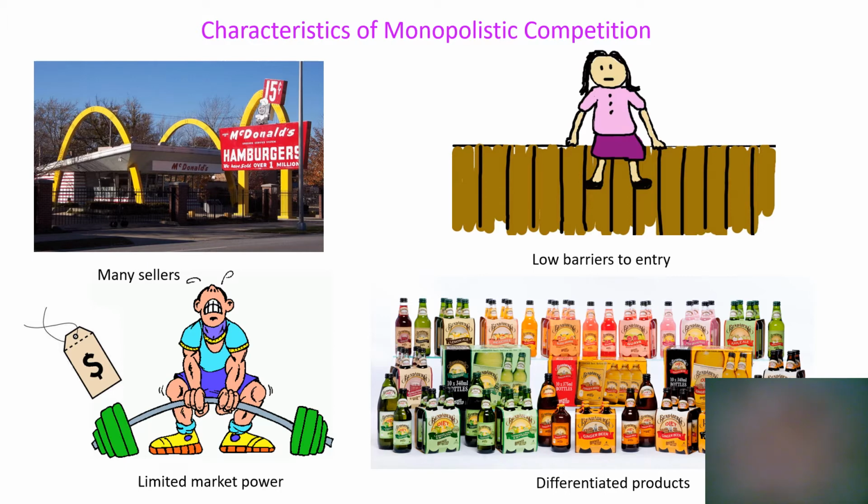There are many sellers. There are low barriers to entry. There is limited market power, meaning that they can raise their price a little bit and not lose a whole lot of customers. And the way that they try to raise their price without losing customers is to differentiate their product. Many times that is done through advertising. It may be with a little bit unique feature in terms of their product, but it is this differentiation that allows them to have a little bit of market power.